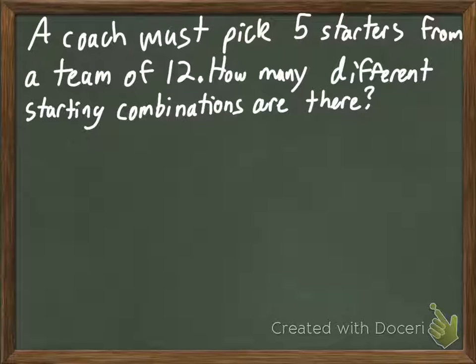Now, let's talk about why this is not a permutation, as opposed to why it is a combination. You're coaching, you have to pick 5 starters. This is probably for a basketball team. It doesn't matter who you pick first. Go out there and play. As long as we're not considering positions.